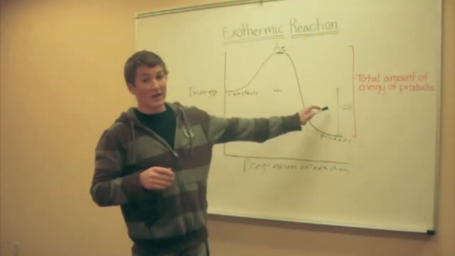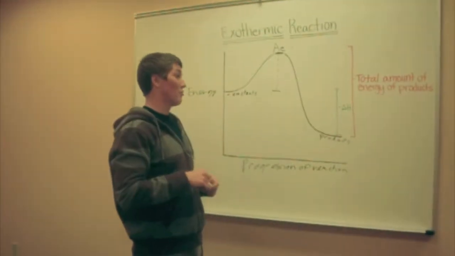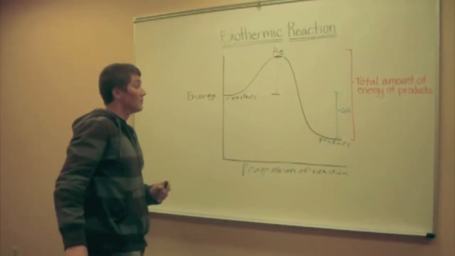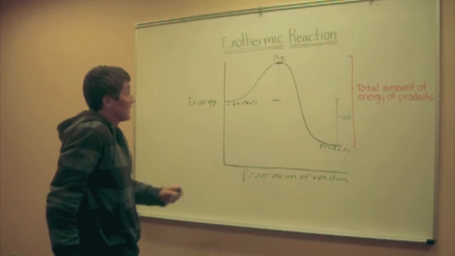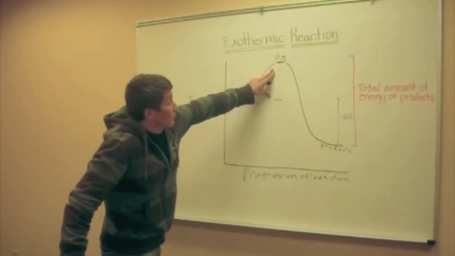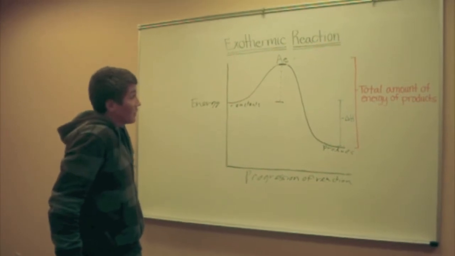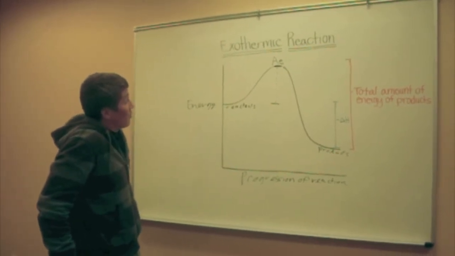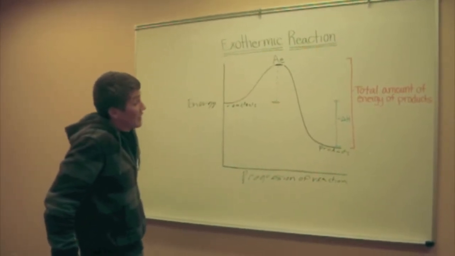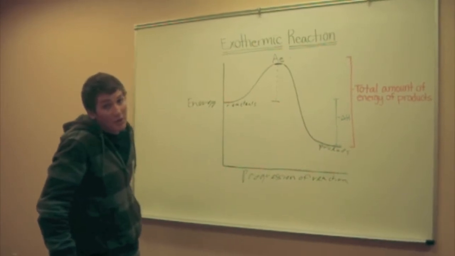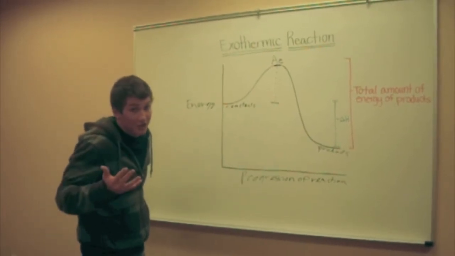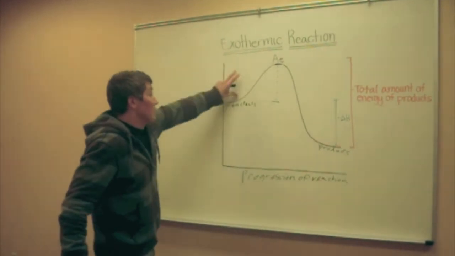We end with a negative delta H because the total amount of energy of the products is greater than the initial amount of energy from the reaction or reactants. The total amount of energy of the products subtracted from the initial amount of energy from the reactants results in a negative number, which is the production of more heat than the initial amount.